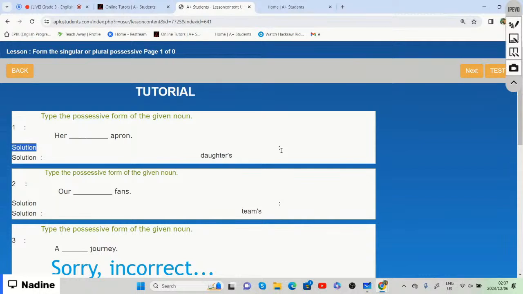Yes. So once you put the apostrophe and the S, it shows it is her daughter's apron, meaning it is the one daughter. So if she has more than one daughter, then she must remove the apostrophe if she's talking about more than one girl. But if you're only talking about one daughter, then you need to put the apostrophe and the S.